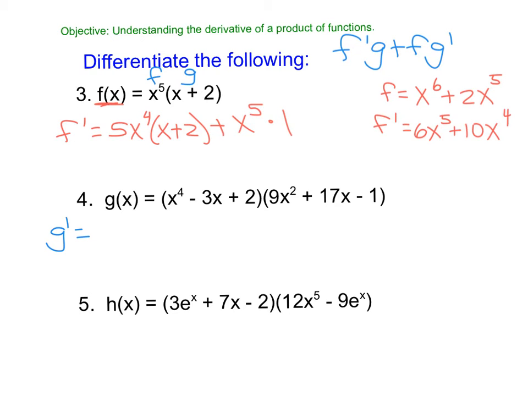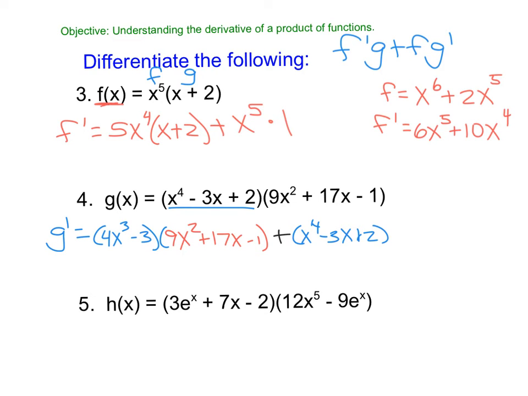Now, these you could distribute out, but I would never do that because that's terrible. I don't want to just FOIL that out. So, derivative of the first, 4x cubed minus 3, times the second, we'll do that in red, 9x squared plus 17x minus 1, plus the first, rewrite it, x to the fourth minus 3x plus 2, times the derivative of the second, 18x plus 17. Now, we're not going to multiply anything out. We're just going to leave it like that. You don't have to simplify these. The only time I ever simplify with this stuff is if I need to use it for something else later.